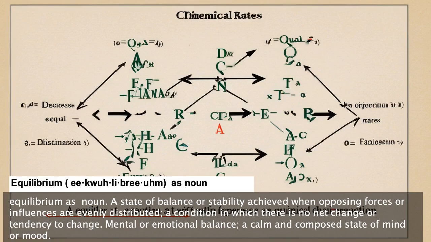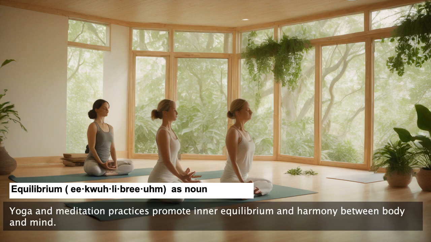Equilibrium, as a noun: a state of balance or stability achieved when opposing forces or influences are evenly distributed, a condition in which there is no net change or tendency to change. Mental or emotional balance: a calm and composed state of mind or mood. Yoga and meditation practices promote inner equilibrium and harmony between body and mind.